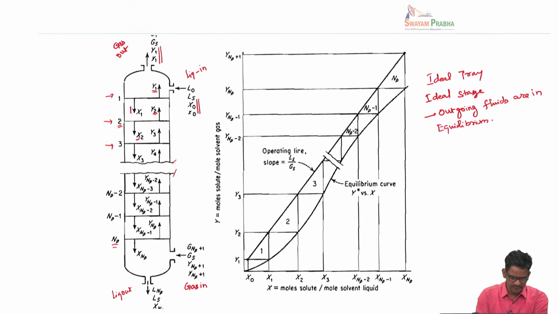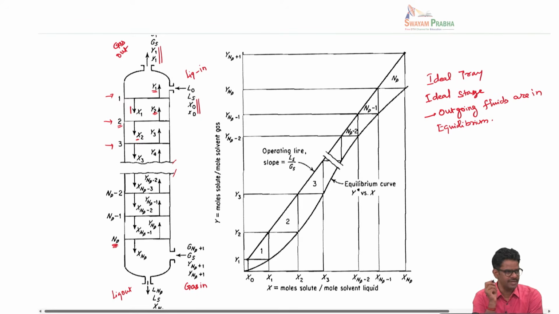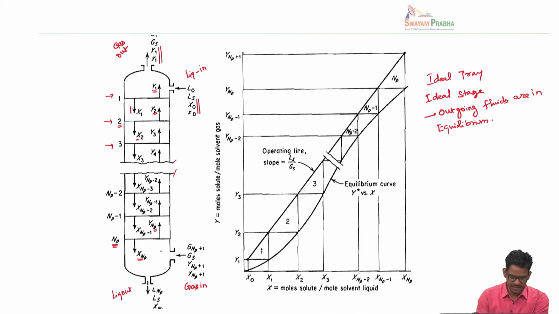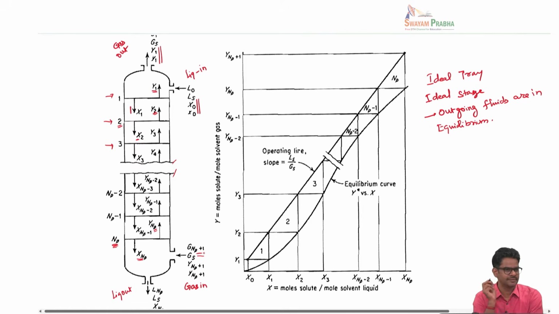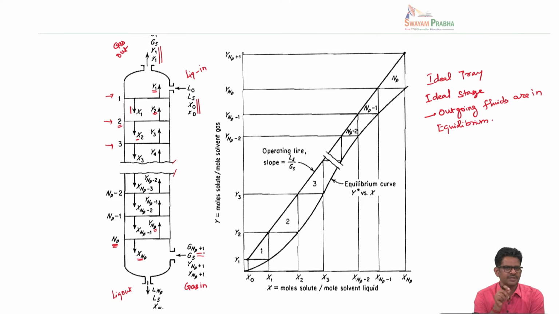So when you go to the NP tray, the last tray, the outgoing composition of the liquid is xNP and the gas is yNP. Because yNP is used for the outgoing, the incoming will have to be NP plus 1. That's the reason we have used a slightly different nomenclature here, because we want to give the same index to the fluids leaving a particular tray: x1 y1, x2 y2, x3 y3.